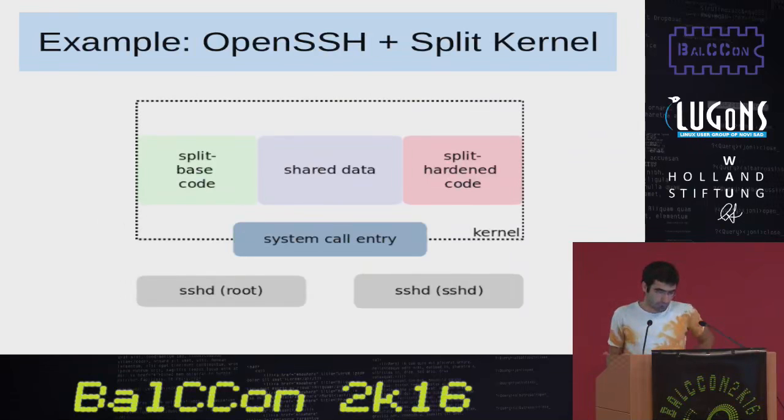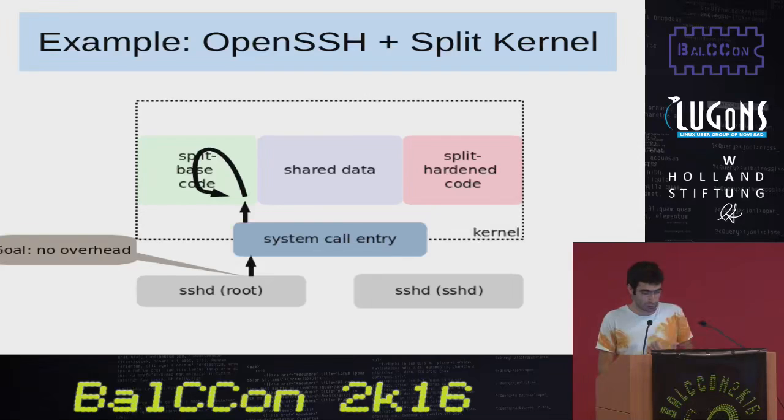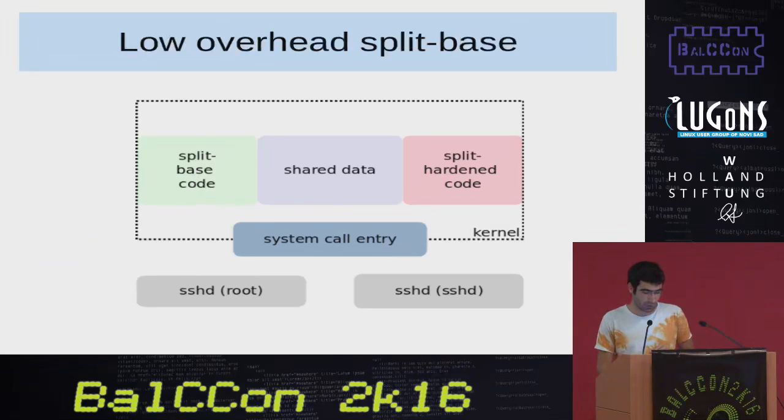All right, so I'm going to go through an example with OpenSSH and split kernel. So we have our privilege-separated SSH daemon. We have SSH running as root and SSH running as user SSHD, which is the sandbox SSHD process, right? And it's going to do some system call. This system call is going to go into split base code. It will do some things, and eventually it will return. And the goal is that when we do the system call, we have no overhead over a base system, as we said earlier.